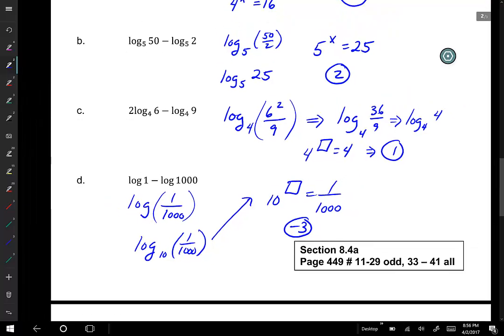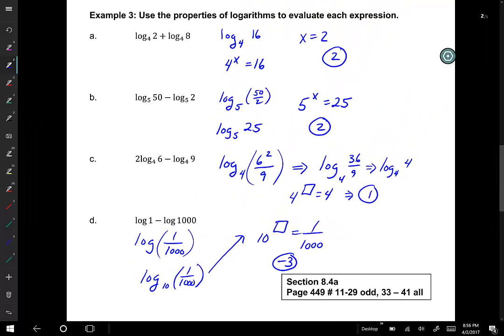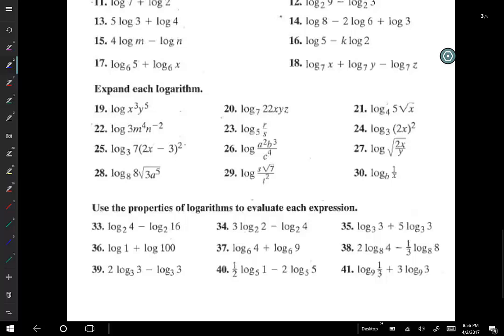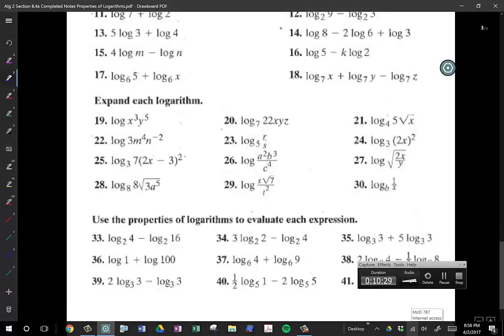So our goal today is just to learn how to manipulate properties of logarithms and work back and forth, and then also transform them back into exponential form to solve. And we're going to give you lots of time to practice on this tonight. 11 through 29 odd, 33 through 41 all. Hopefully that's going to be pretty straightforward. I did bring these into our next page and copy these down for you, so we'll hopefully be able to work here. Okay? All right.